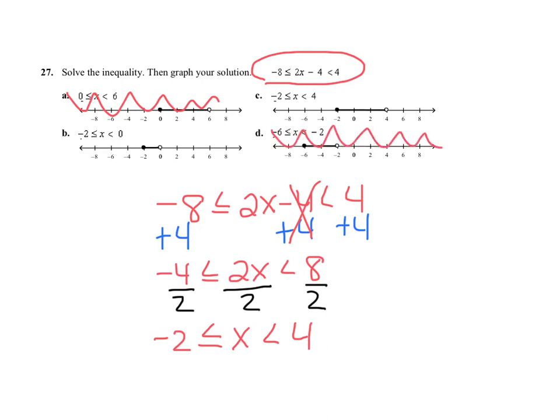And this one right here says it's going to be less than 0, and I know it should be less than 4, which is this one. And it's an open circle on 4, so I know that C is going to be my answer.